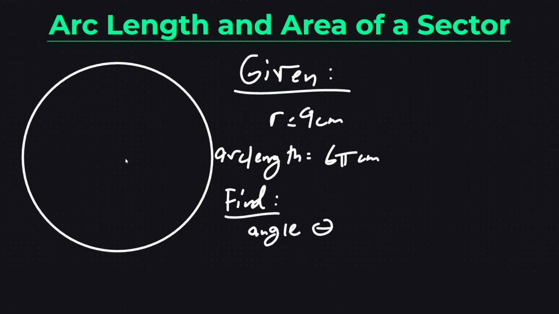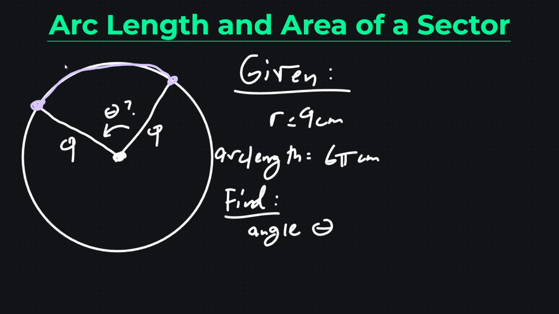So let's draw a little diagram. I'll go to the center. I'll draw a radius of 9 centimeters, and I'll draw another radius. I don't know exactly where to put it. I'm just going to put it at a nice medium distance here. And this internal angle theta is unknown. However, I do know the length of this chunk of the circumference. That length here is going to be 6 pi centimeters. And so I'm going to now work backwards from my known equations to figure out what that angle is.